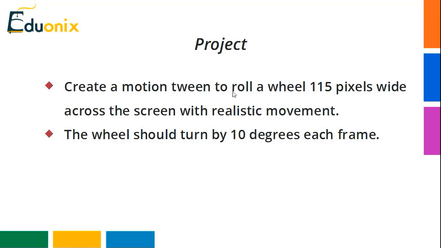Create a motion tween to roll a wheel 115 pixels wide across the screen with realistic movement, and the wheel should turn by 10 degrees in each frame. You'll find a file with a wheel in associated with this lesson. And next lesson I want to talk about something called masking.